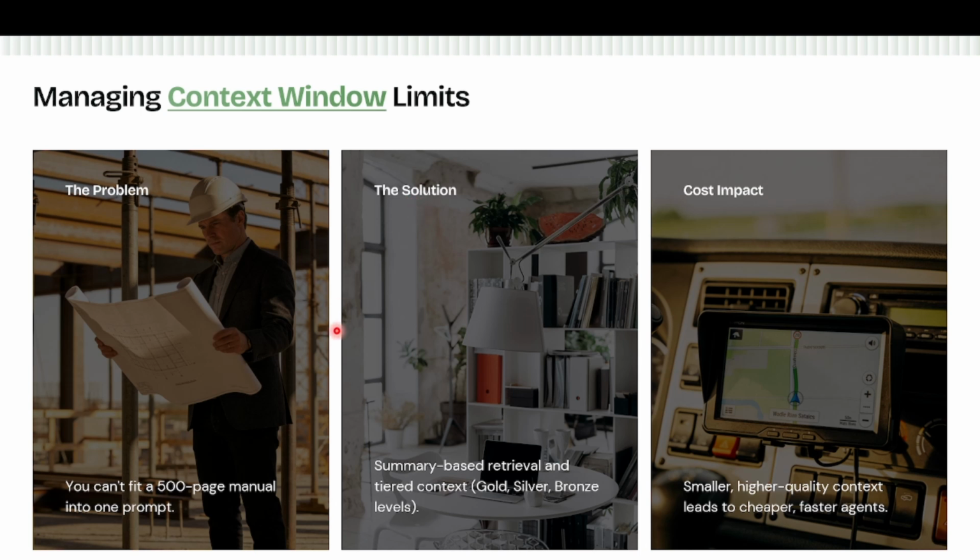So the solution to this problem of a large database or large data file is to implement summary-based retrieval and tiered context, e.g. we have gold, silver, bronze levels. In data engineering, we have the medallion architecture that we call bronze, silver, and gold, which is raw, processed, and transformed data. You have the raw layer, the process layer, and then the modeled layer, which is the gold layer. So you can also implement that for RAG.